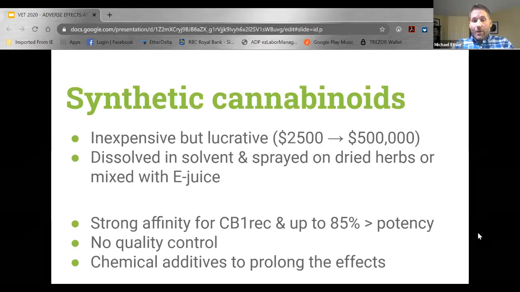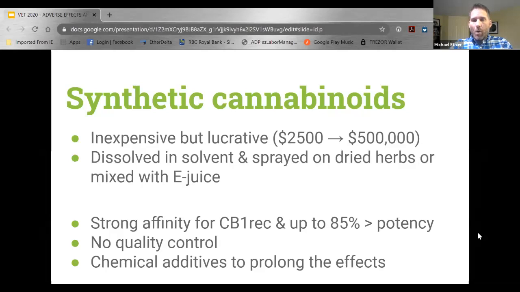The reason why it's a concern for us is that these products not only have a stronger affinity for the CB1 receptors, but they're found to be somewhere between 85 to even upwards of 100% more potent than, let's say, our organic THC, which means the side effects our patients are going to exhibit are going to be much more severe. Also, because this product is a black market product, there's going to be absolutely no quality control.